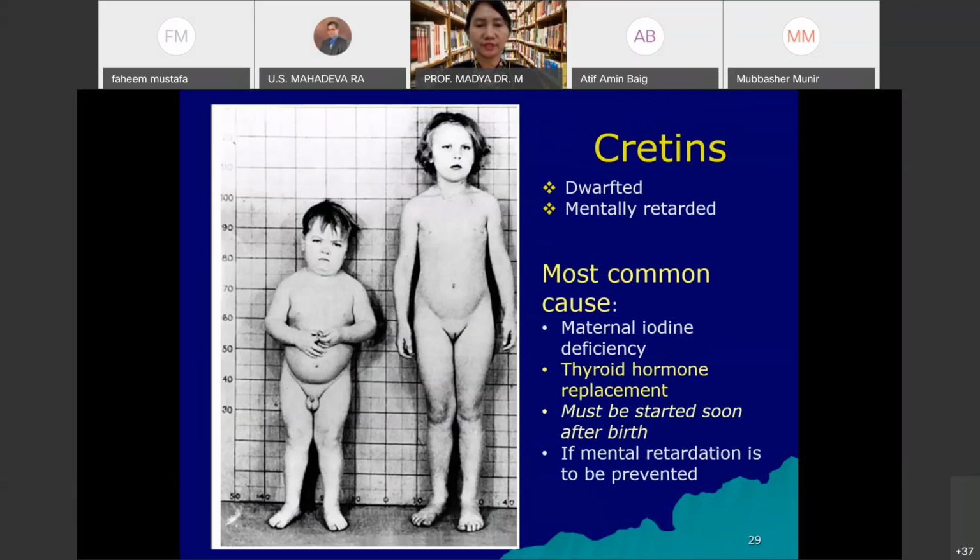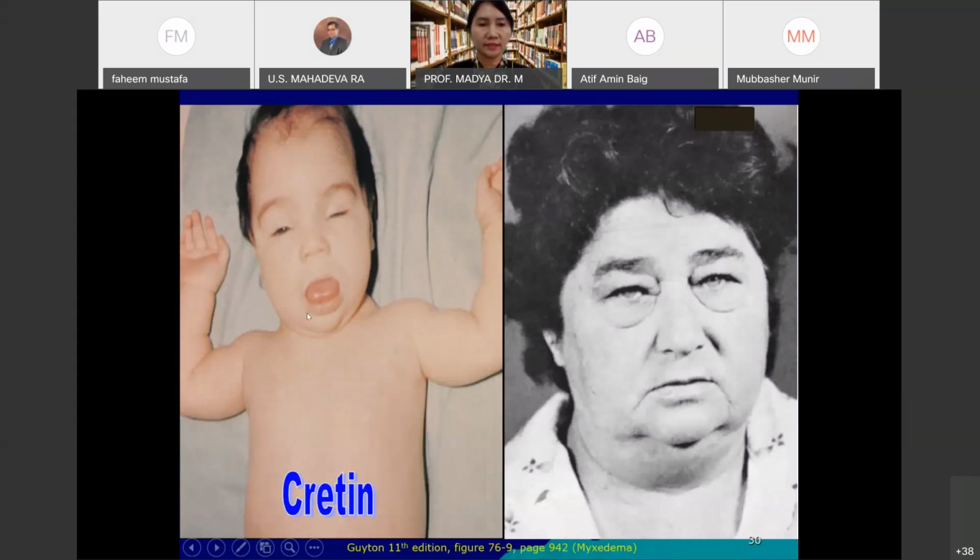Here we can see children who look dull and whose height is lower than the average for their age, and they would be mentally retarded. Maternal iodine deficiency is the most common cause. Before the completion of the development of the nervous system, to prevent mental retardation, thyroid hormone replacement must be started as soon as possible after birth. In the cretin newborn, we can see protrusion of the eyeball, protrusion of the tongue, and a pot belly. In adults, myxedema presents with puffiness, which is non-pitting edema, mainly around the eyelids, accompanied by enlargement of the thyroid gland.